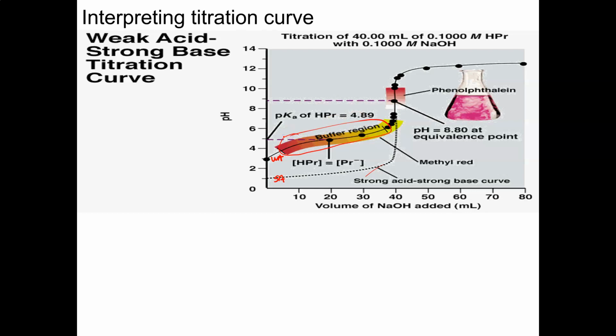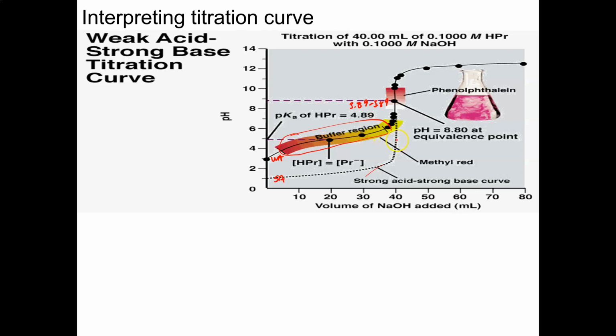Remember, that's plus or minus 1 of whatever the pK is. So for this, that means it's between 3.89 and 5.89. The reason I figured this out is because the pK is 4.89. Remember, plus or minus 1 of that. So a couple things you need to be aware of.